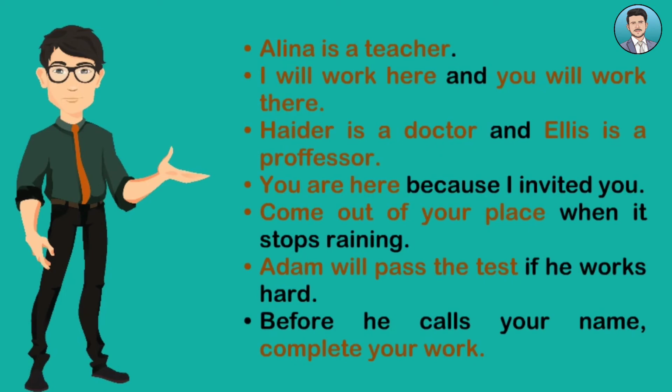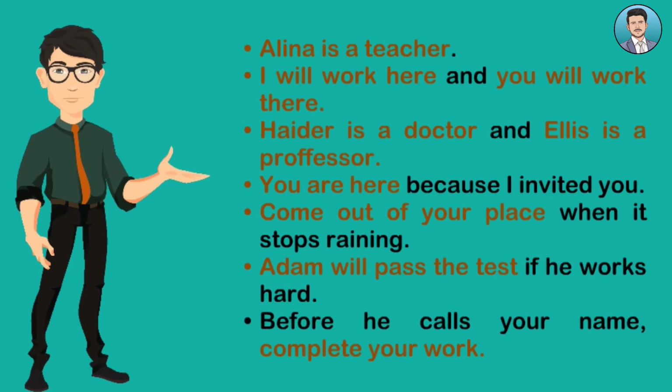Come out of your place when it stops raining. Again, come out of your place is a main clause. But when are you supposed to come out? The next part is defining it. The next part is actually giving us some information about the main clause. So again, when it stops raining is a subordinate clause.